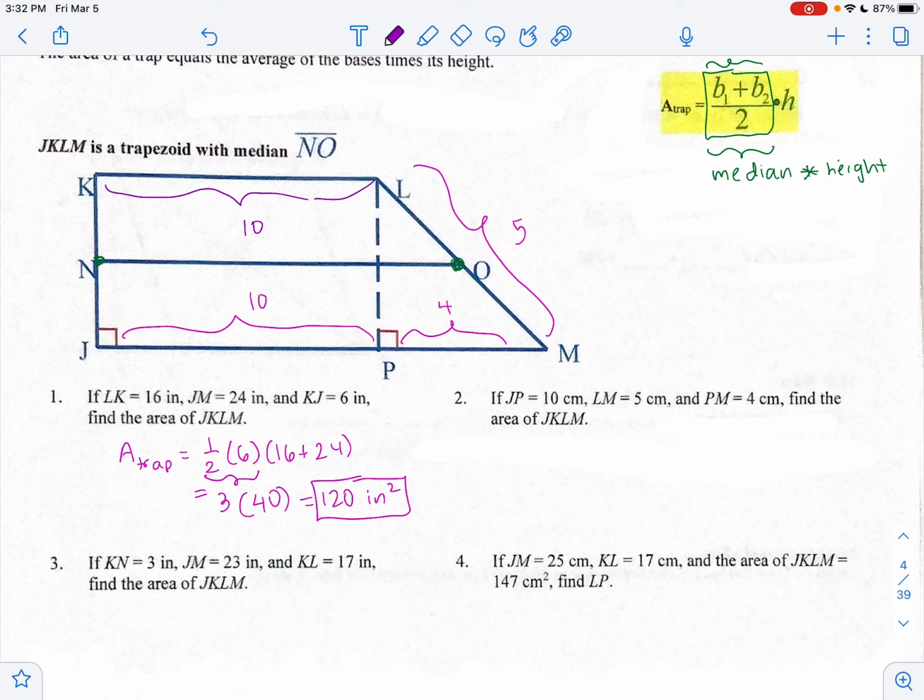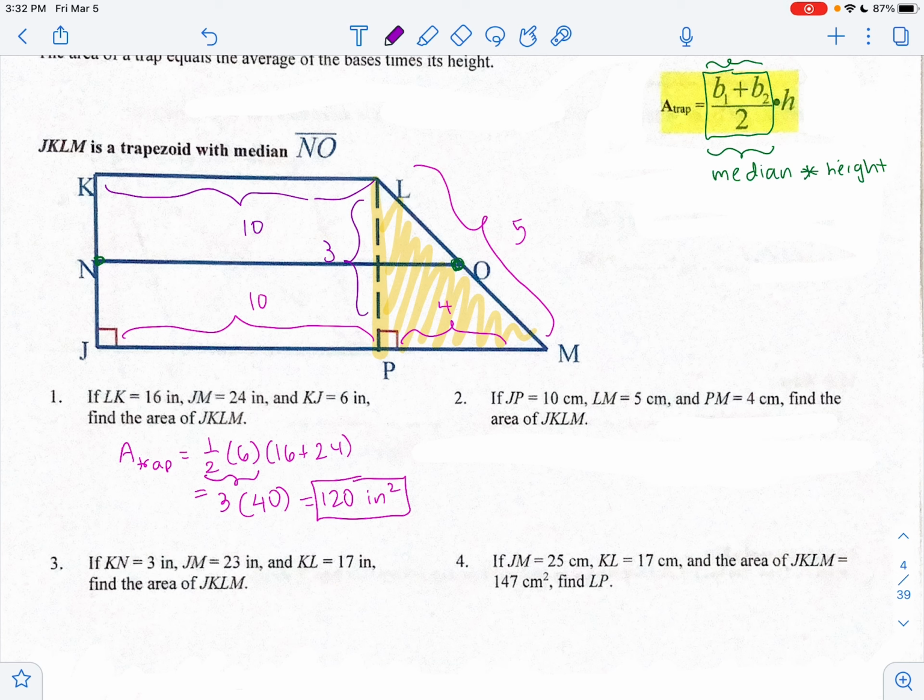Now, to find the area, we also need the height of the trapezoid, which we can determine by the fact that you have a triangle here. And that triangle is a 3, 4, 5 triangle. So this is not drawn to scale, because that would mean that this height is equal to 3.